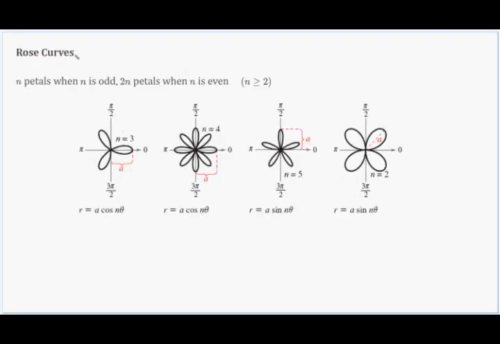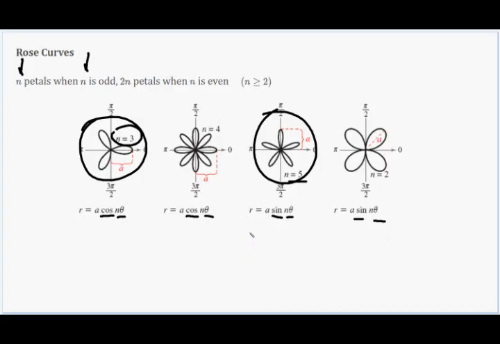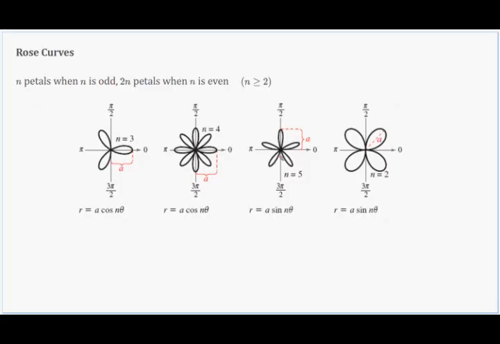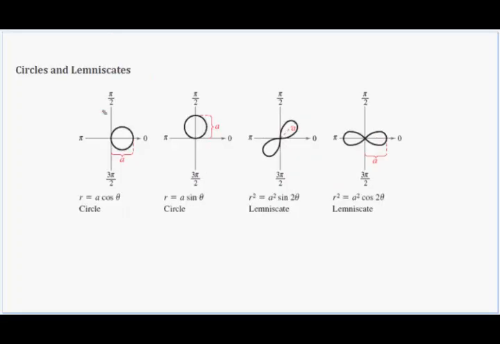We've got rose curves. Here it's cos of n times theta. These ones are sine of n times theta. Well, if n is odd, you have n petals. Like if n is 3, we have 3 petals. If n is 5, we have 5 petals. If n is an even number, we double that for the number of petals. If n is 4, we're going to have an 8-petaled rose. If n is 2, we're going to have a 4-petaled rose. And just by glancing at these, you can see there's a lot of symmetry in these graphs.